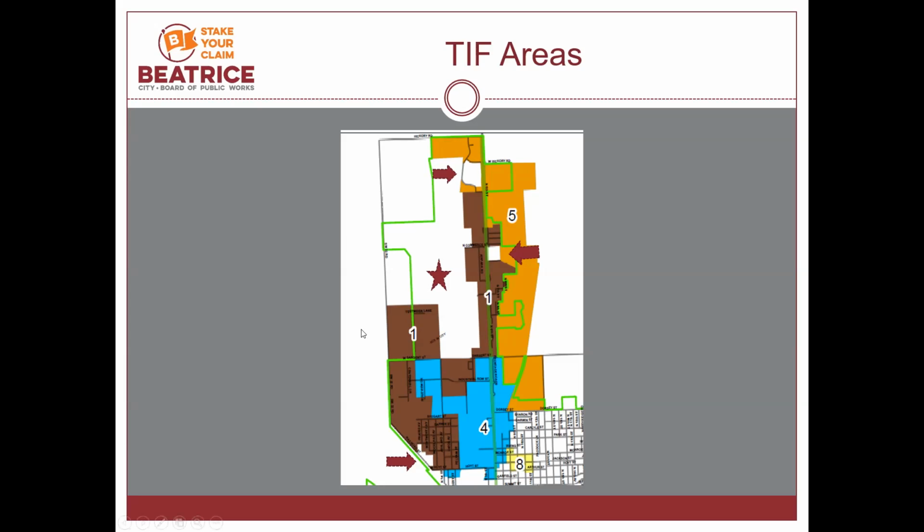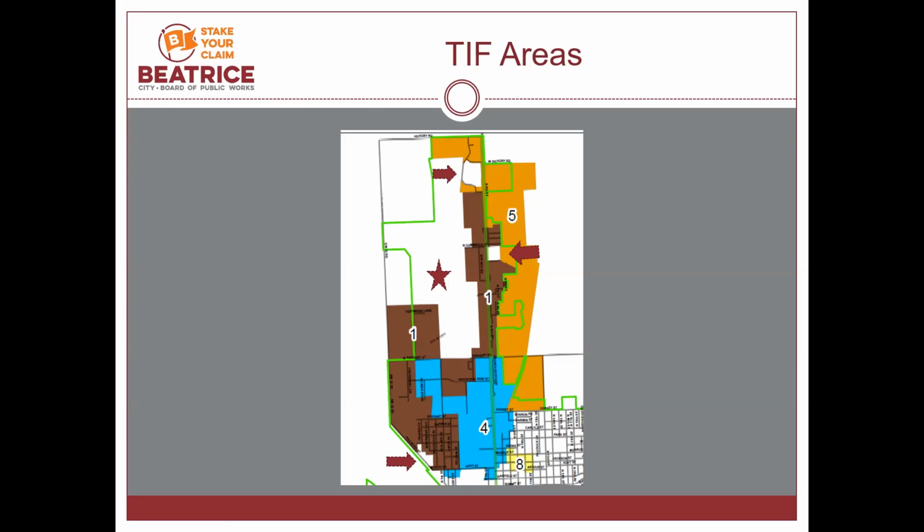The star there, that was the airport. Originally, when we did area number 1 back in 1997, the city included the airport. I don't know why. Airports don't pay property taxes, so they really can't use TIF. So again, we just cut that area out to save quite a bit of space. The arrow on the right there is a cemetery. Same thing.